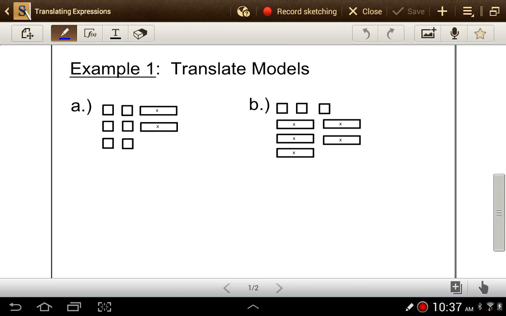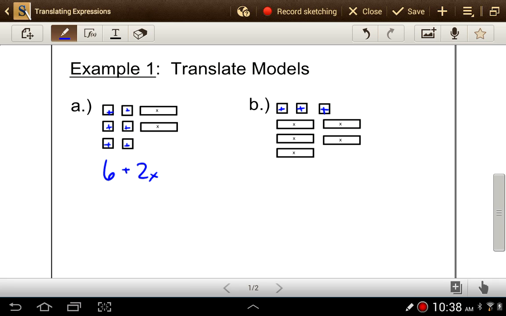Okay. In our first example, we're just going to be translating models. Each of these cubes is going to represent a positive 1. If there was a negative sign in them, they would represent negatives, but we're not going to worry about that right now. For my first example, the most simplified one is the easiest one to look for. I have 6 pluses, so that's 6. And then I have 2 that have x's in them, so plus 2x. And that's the most simplified answer.